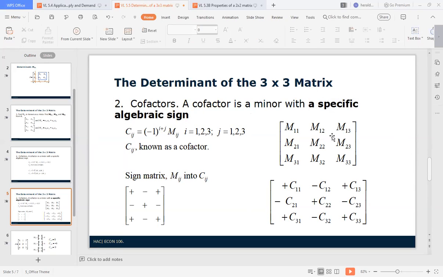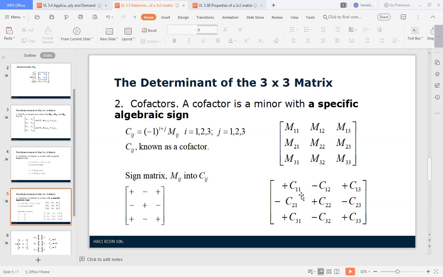Okay, so how do we get the cofactors from the minors? Attach the signs. For example, if M11, assuming that all our minors are positive, so 1 plus 1 is 2, even, positive. 1 plus 2 is 3, that is odd, negative. 3 plus 1 is 4, that's even, so that's positive. And you do the rest.